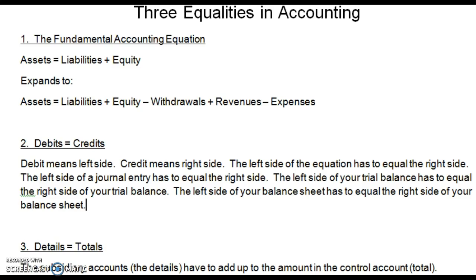So when we look at debits and credits in just a second, it is especially important to remember all of them, but remember the first two. We're going to look at the fundamental accounting equation and always remember debits equal credits. The left-hand side of the equation has got to equal the right-hand side. So let's take a look.